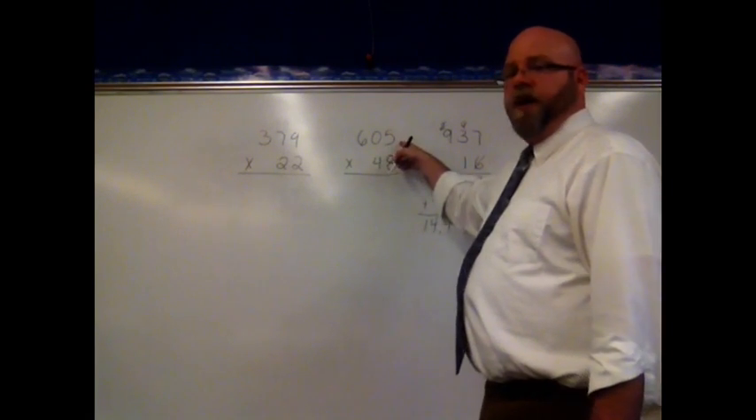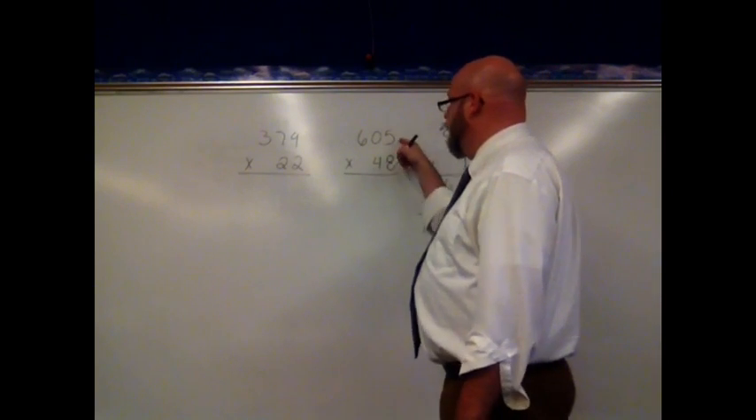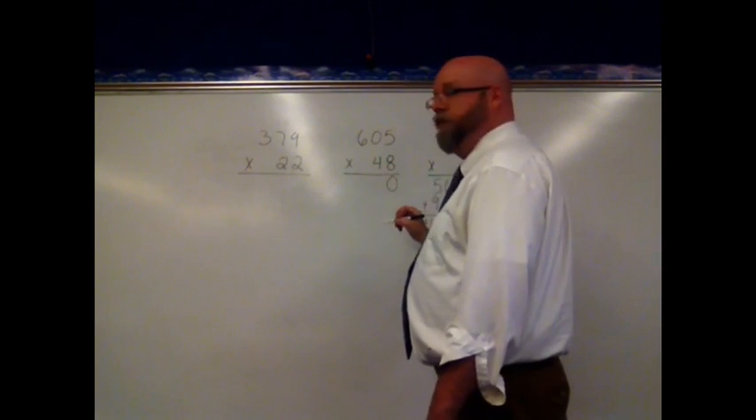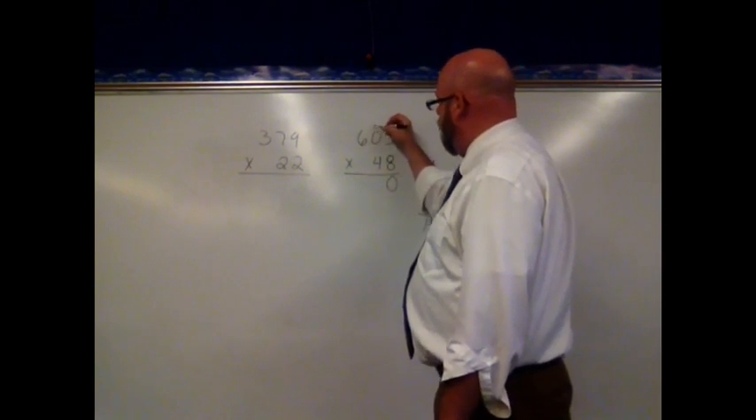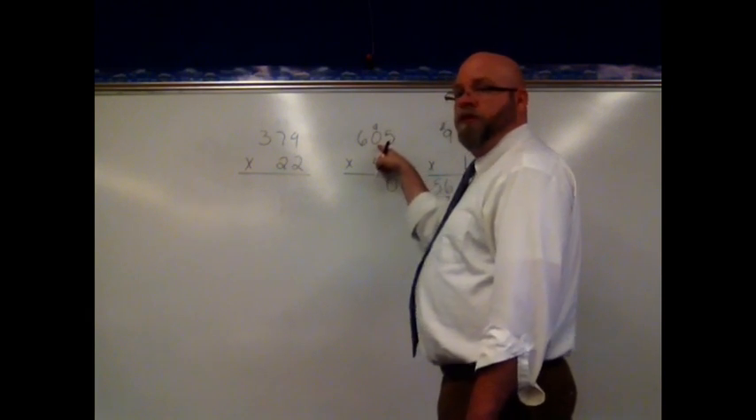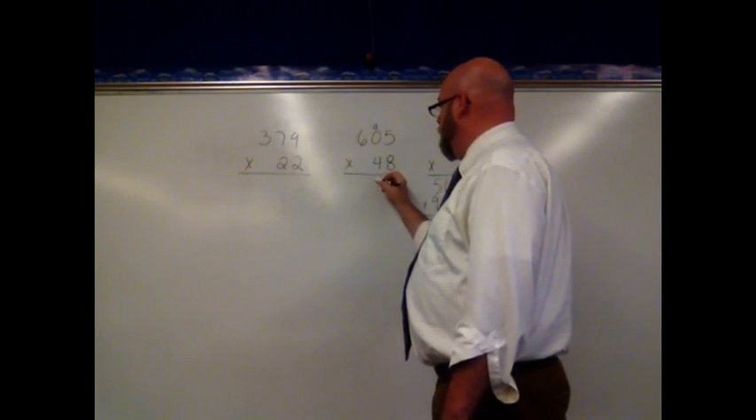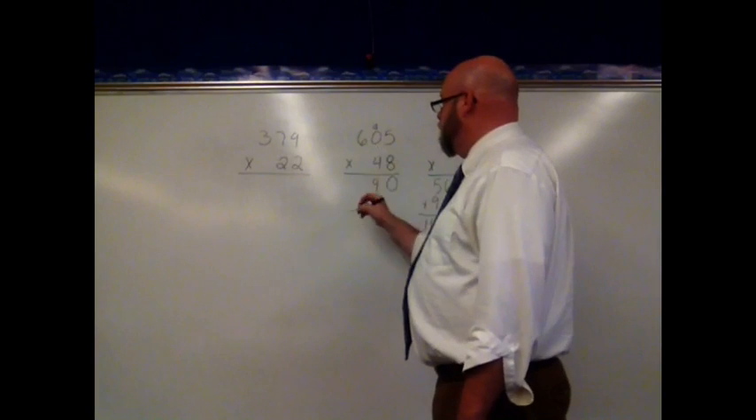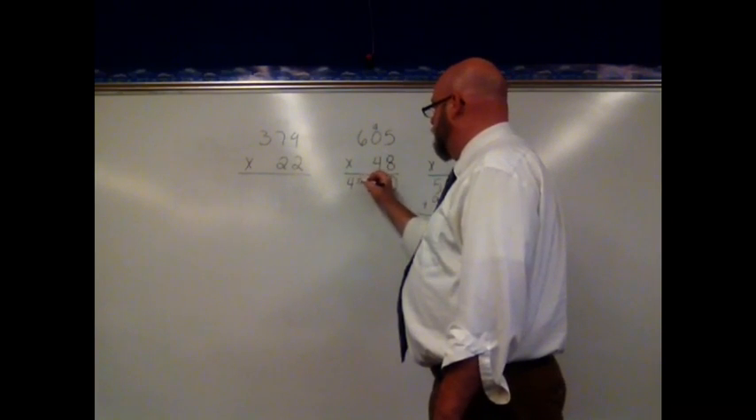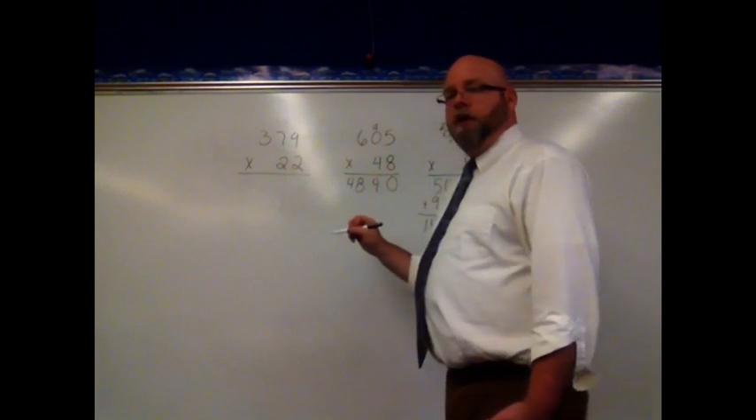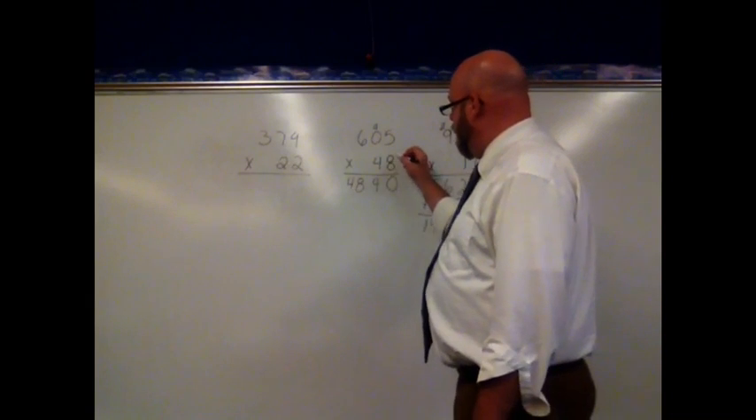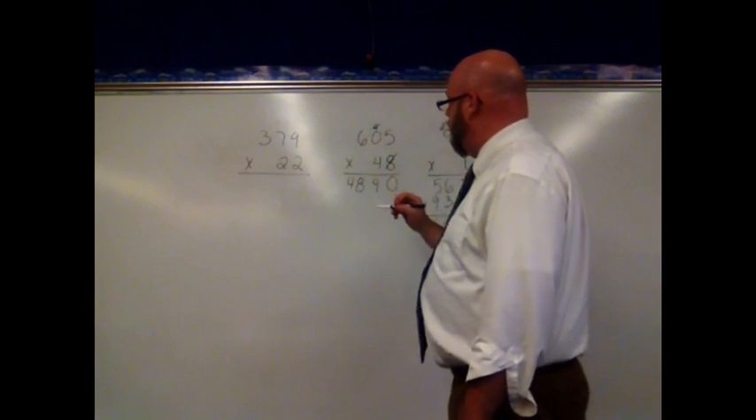Let's look at 605 times 48. 8 times 5 is 40. Put my 0 there. Carry my 4. 8 times 0 is 0. Plus 4 more would be 4. And 8 times 6 is 48. Well, I'm done multiplying by the 8. I mark it out, and I mark out everything I carried with it.